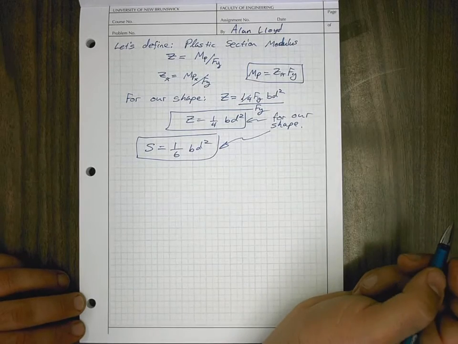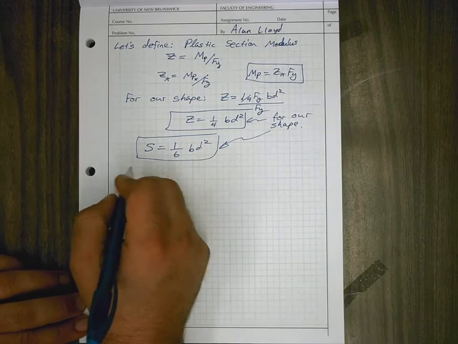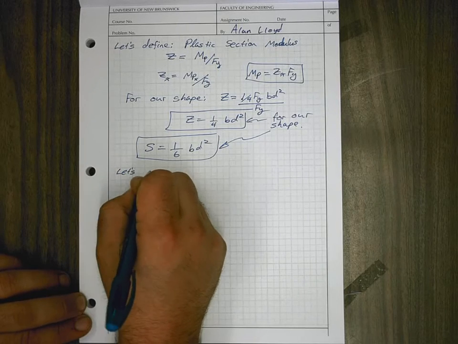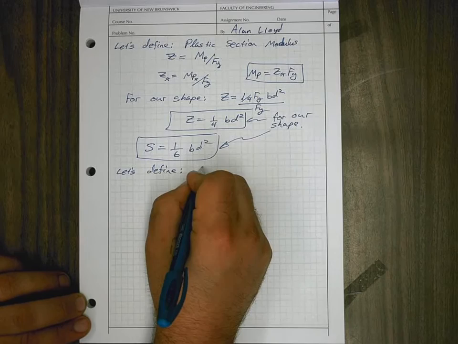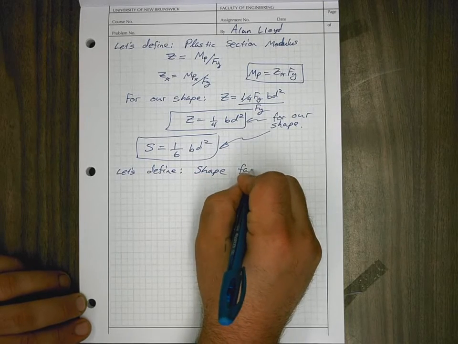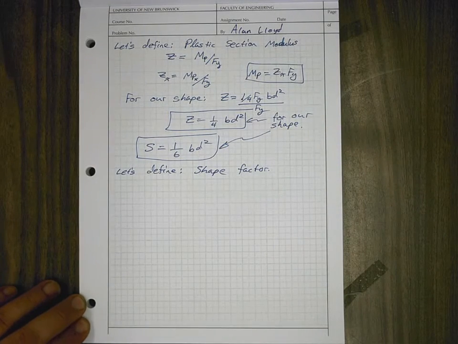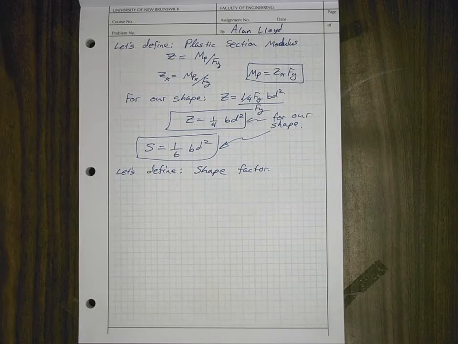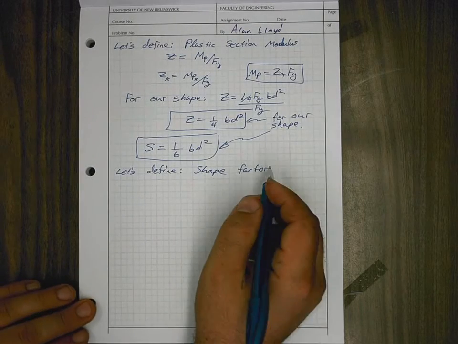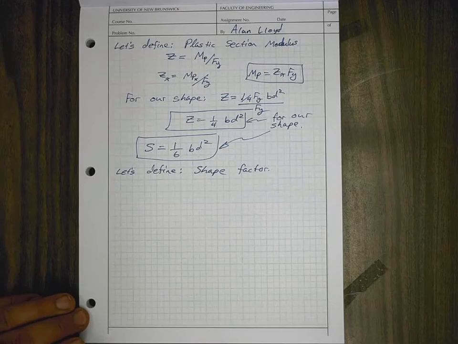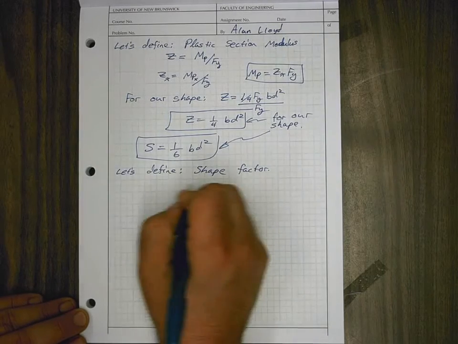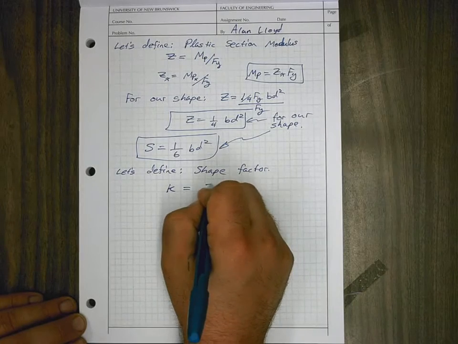And this brings us to something else. Now we can introduce something called a shape factor. So let's define shape factor. And this shape factor is a comparison between elastic and plastic material properties. And it allows us to sort of optimize the shape of the section that we will choose. Is there a major difference between a rectangular section and an I-beam section, or a channel section, or a T section? The shape factor allows us to make that decision in a rational way. So shape factor K is simply equal to Z over S.